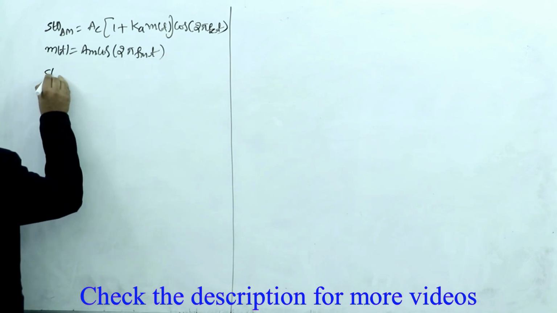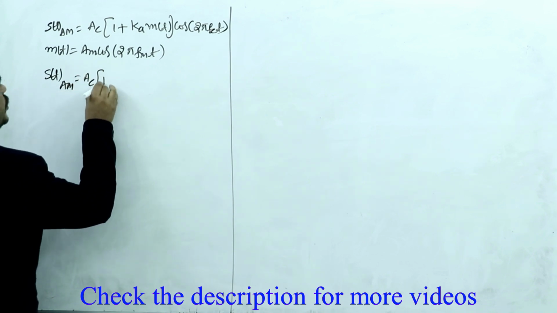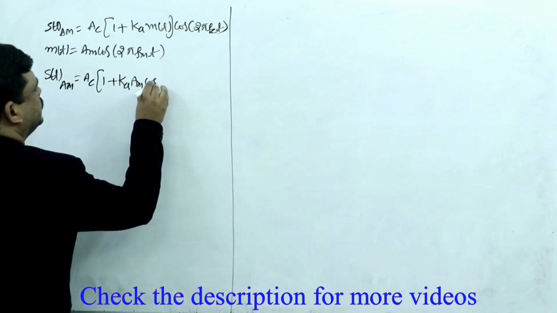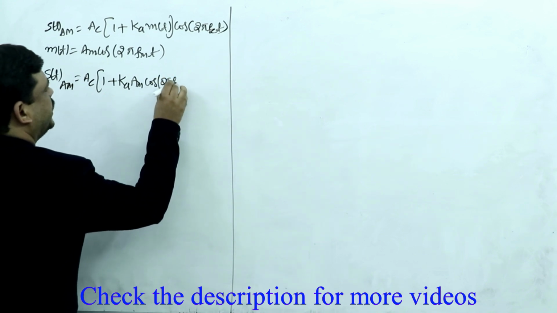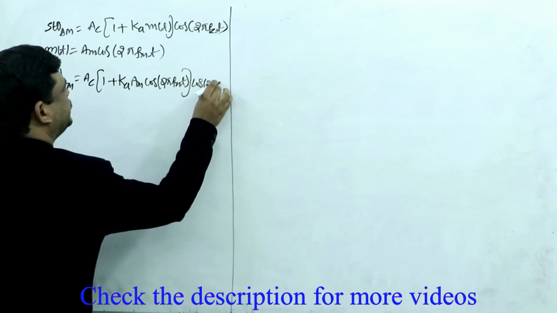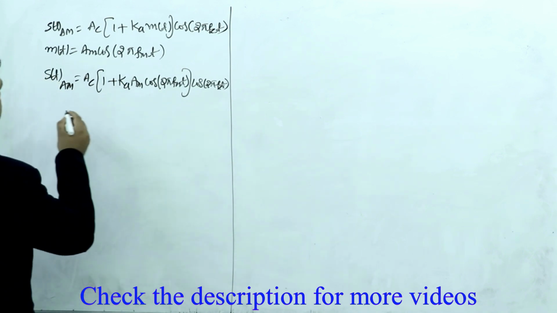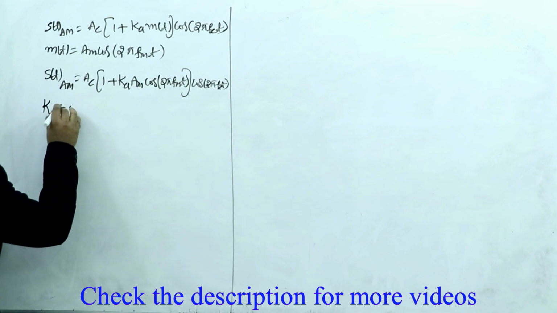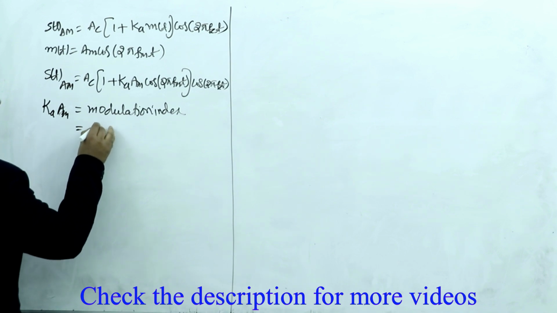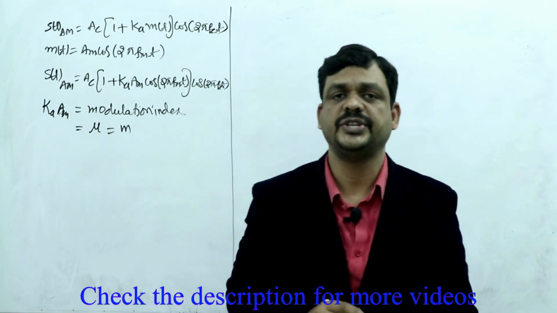Then the AM modulated signal equation consists of Ac into 1 plus Ka into Am cos(2πfmt), into cos(2πfct). So finally, Ka into Am gives the modulation index. Ka into Am is also called the modulation index. This is denoted as mu, or sometimes we write it with the M representation. M is nothing but the modulation index.